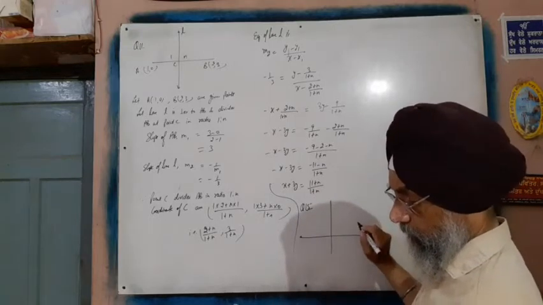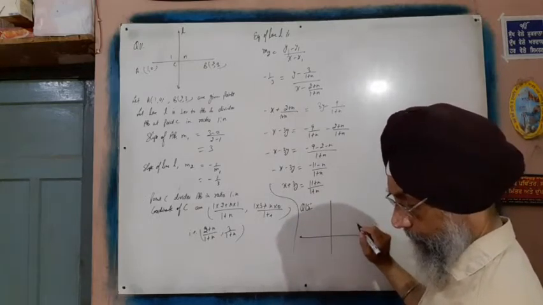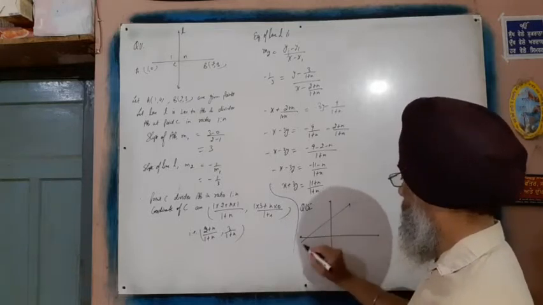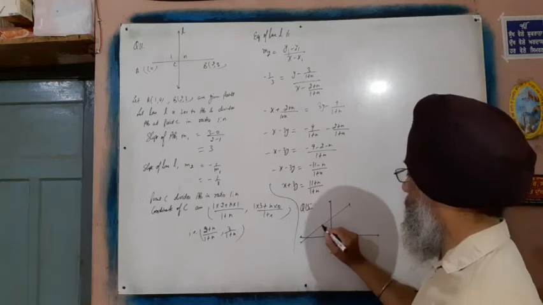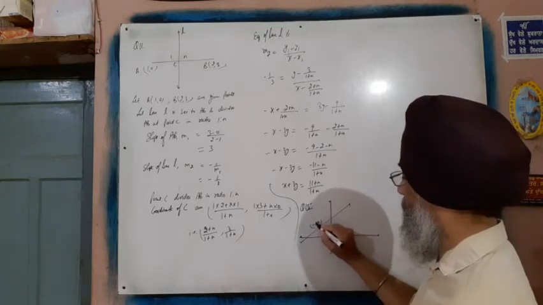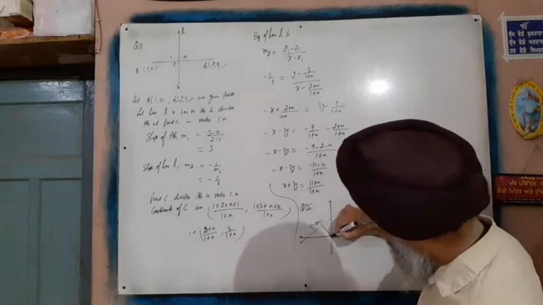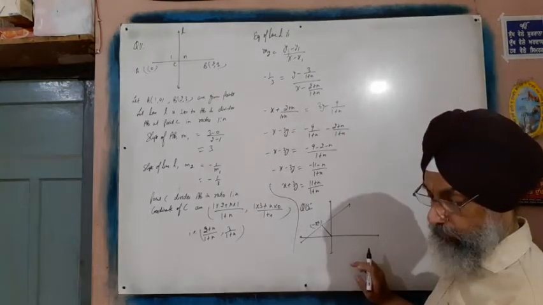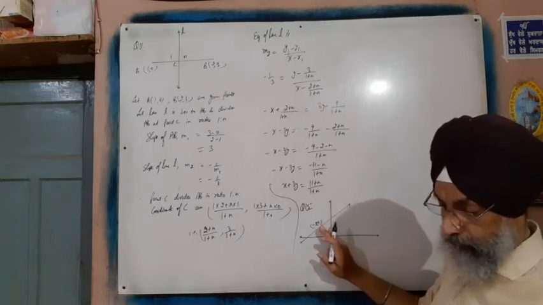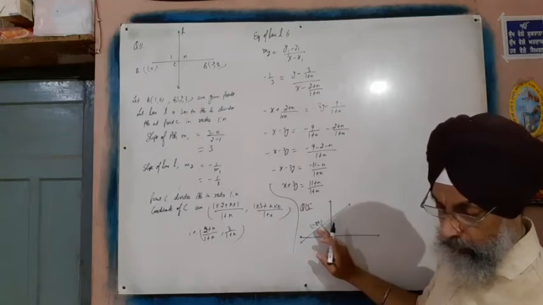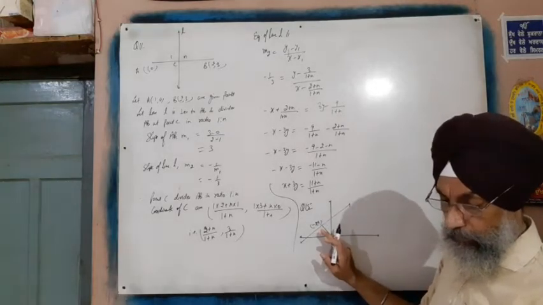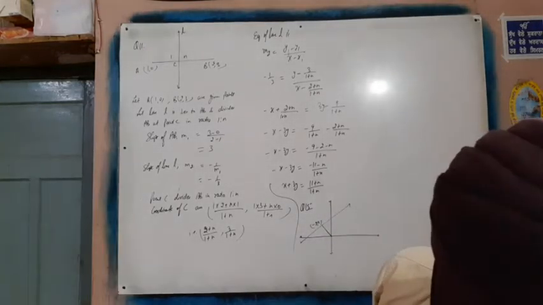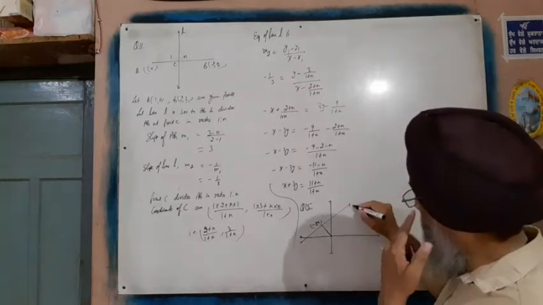Let it be, say, the point (-2, 9). The perpendicular from the origin to the line meets it at the point (-2, 9). Find the equation of the line. We have to find the equation of the line. We have to find the equation of this line.